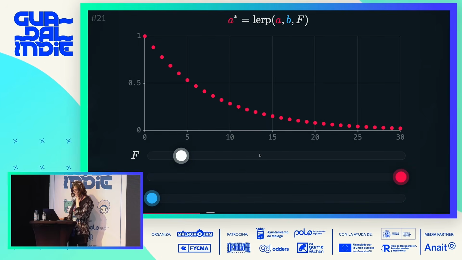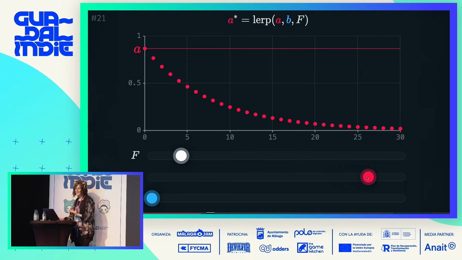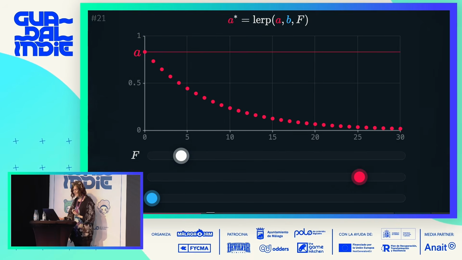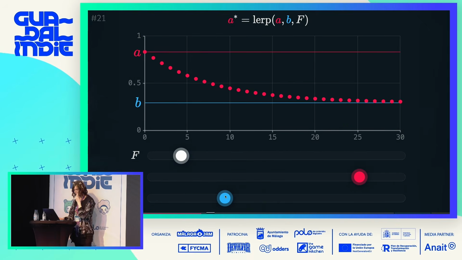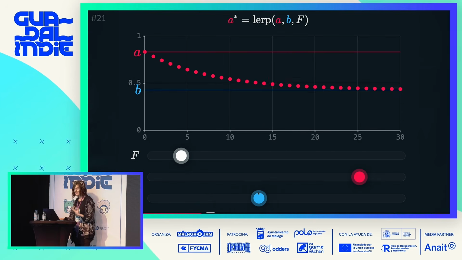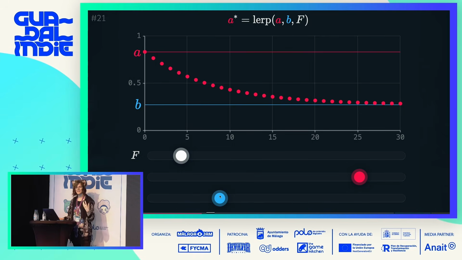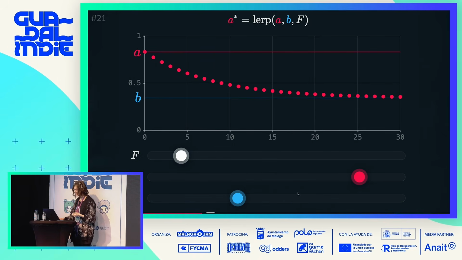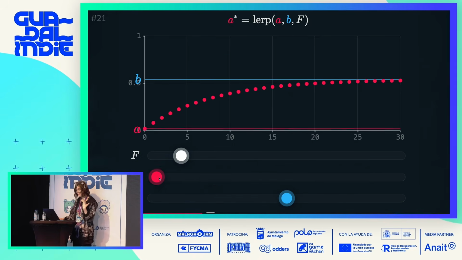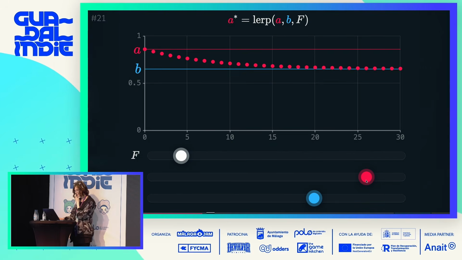And of course, we're interpolating between specific values of a and b. So in this case, we just started with a at 1, and then b was at 0. So in a lot of these demonstrations, I'm just going to put b at 0 and a at 1 because it just looks nicer and it's easier to reason about. But this is effectively what the Lerp smoothing is doing over time.